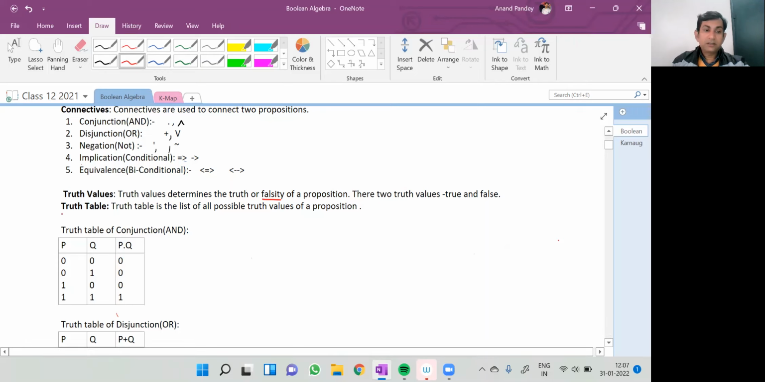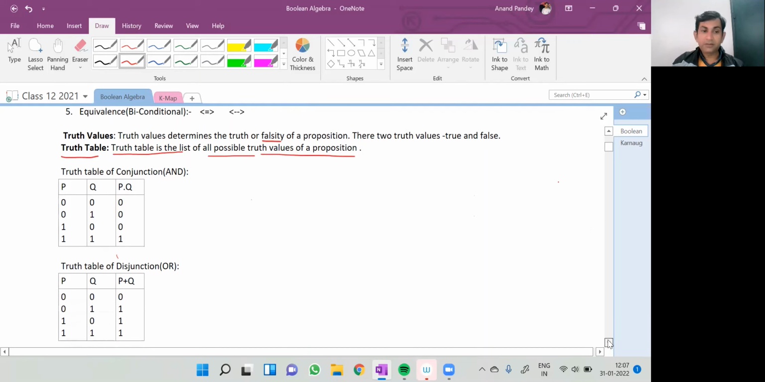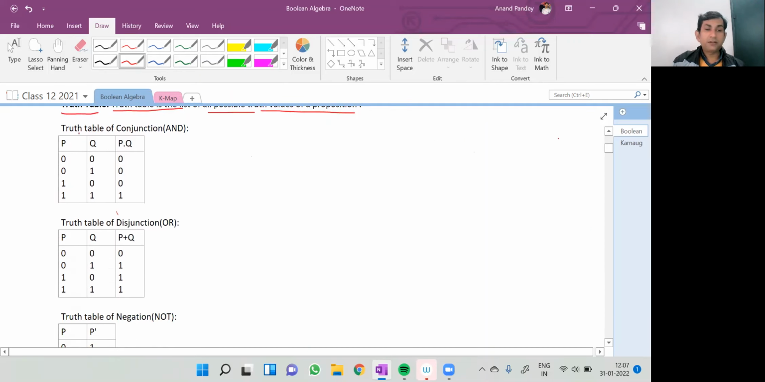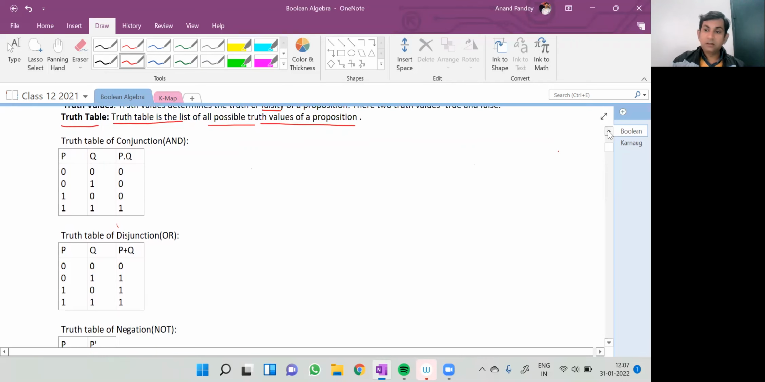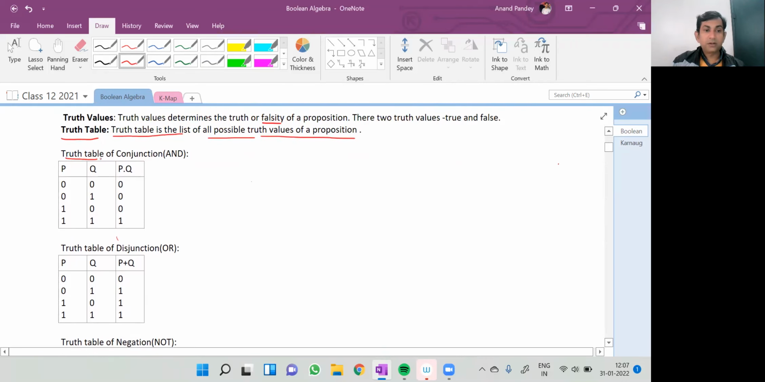Now the next topic is truth table. What is a truth table? A truth table is the list of all the possible truth values of a proposition. Let me explain with an example. Here I have written first the truth table of conjunction, that is AND. Conjunction is also called AND.